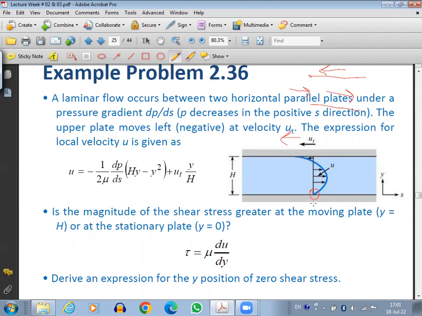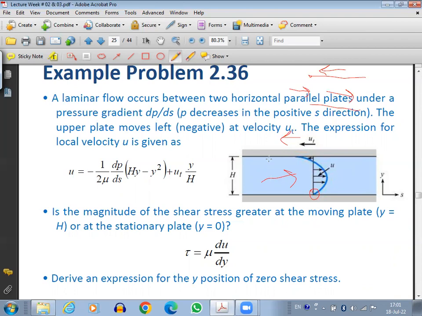So the velocity profile will be like this. Bottom plate is stationary, so it will be zero velocity. But then the velocity will keep on increasing, because the flow is in this direction. It will become a maximum value. Then it will decrease until it becomes zero, not at the plate, but before the plate, because the plate is in the negative velocity direction. So then it will become negative and will become equal to the velocity of the plate at the top. So this is the kind of flow that we have here.